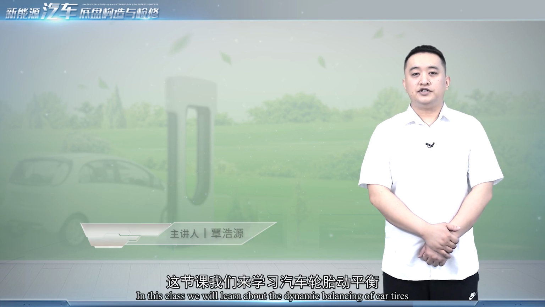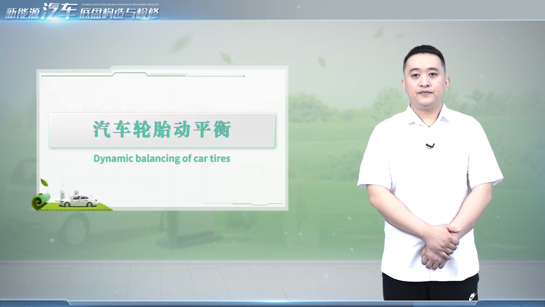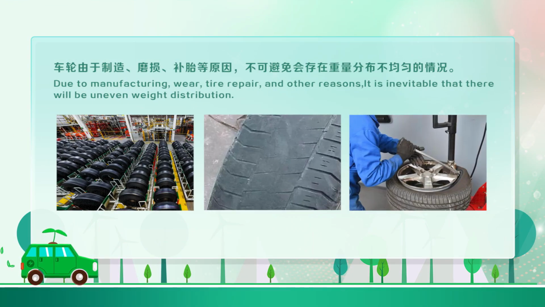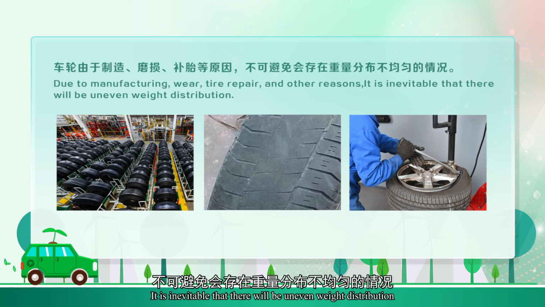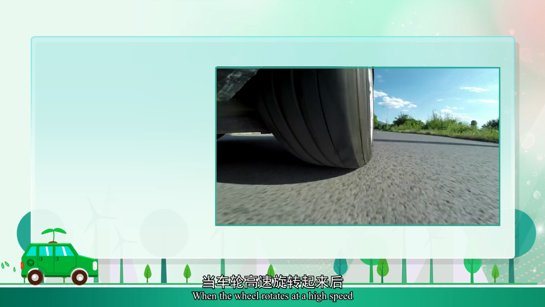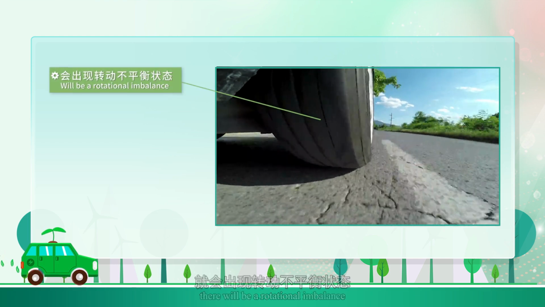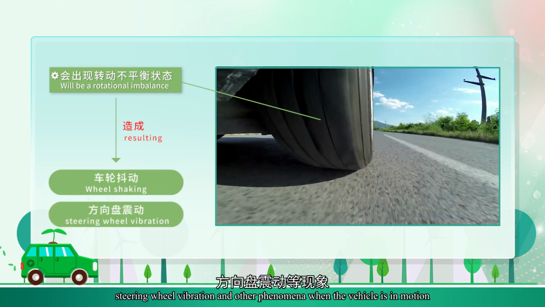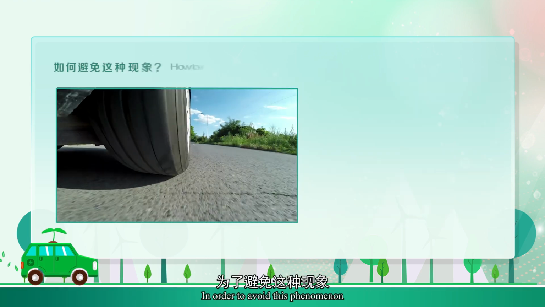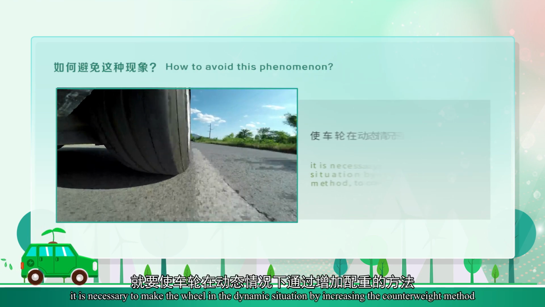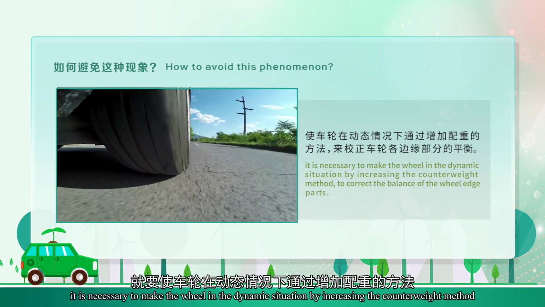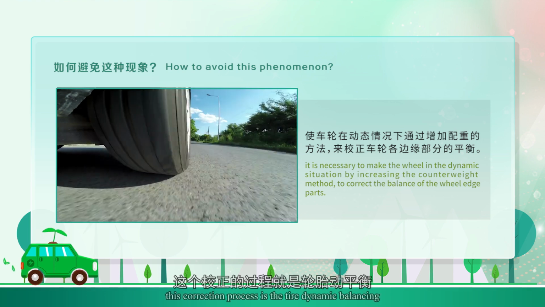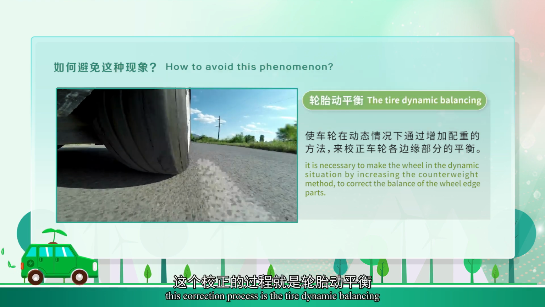In this class, we will learn about the dynamic balancing of car tires. Due to manufacturing, wear, tire repair, and other reasons, it is inevitable that there will be uneven weight distribution when the wheel rotates at a high speed. There will be rotational imbalance, resulting in wheel shaking, steering wheel vibration, and other phenomena when the vehicle is in motion. In order to avoid this, it is necessary to make the wheel balanced in the dynamic situation by adding counterweights to correct the balance of the wheel edge parts. This correction process is the tire dynamic balancing.